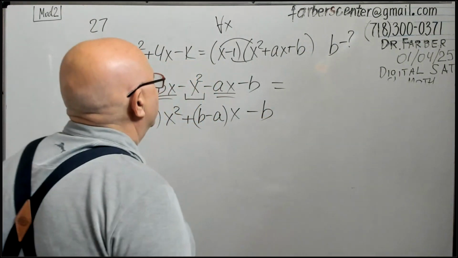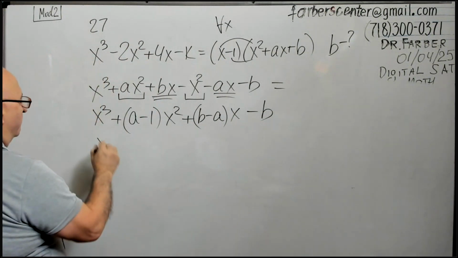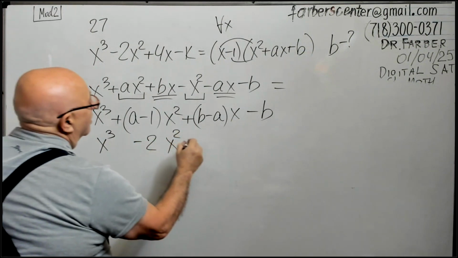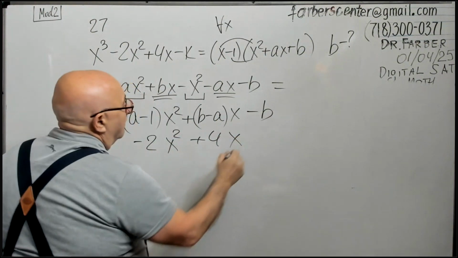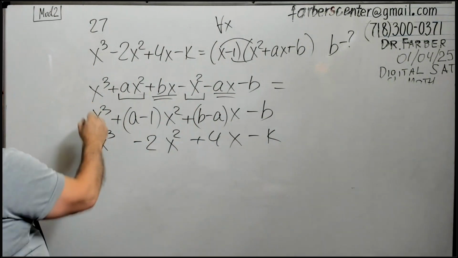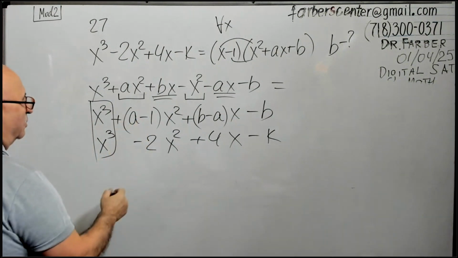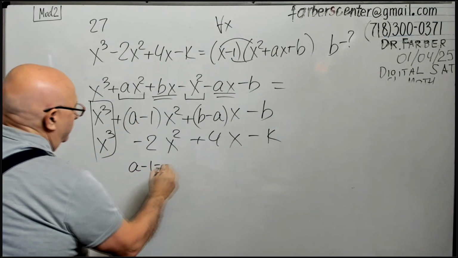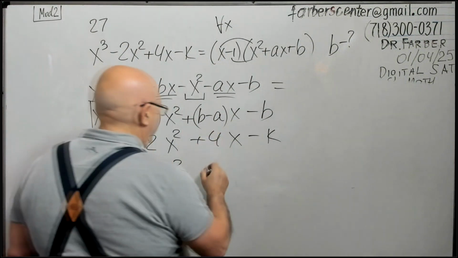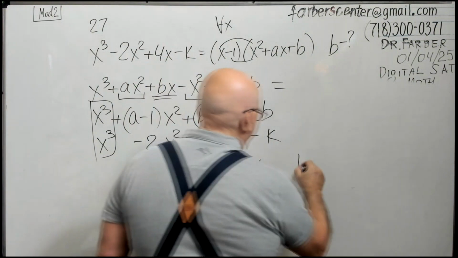So I open, make a square form of the right part, and now beneath this I write this left part. The same powers. And based on symmetry, this is the same, so a minus 1 equals negative 2. These coefficients are the same. b minus a equals 4. And k equals b.